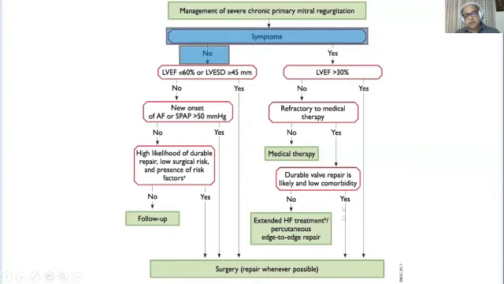When surgery is not possible, then treatment with medical management, sometimes percutaneous edge-to-edge repair. Again, when LV ejection fraction is less than 60% and LV systolic dimension is 45, as we already mentioned, surgery is the option. New onset atrial fibrillation and PASP more than 50, surgical repair is the option. When the likelihood of repair is high, surgical risk is low, and risk factors are present, then surgery is very important. When it is not possible, follow-up is the treatment.